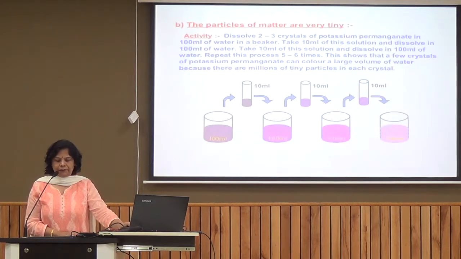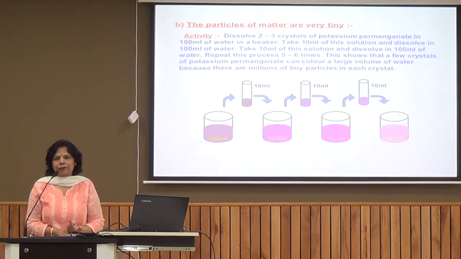Another is that let us find how small the particles of matter are which constitute it. So we can carry out an activity. It's a simple activity, for which the things required are water and potassium permanganate crystals, which have dark purple color, are soluble in water, and when they dissolve they form a pink color solution. So we take 2 to 3 crystals of potassium permanganate and put them in a beaker, then we add 10 ml of water to it. It forms a dark pink color solution.